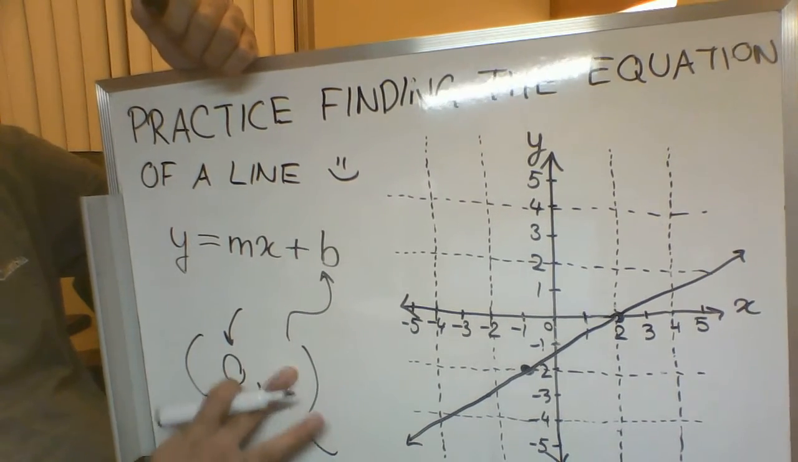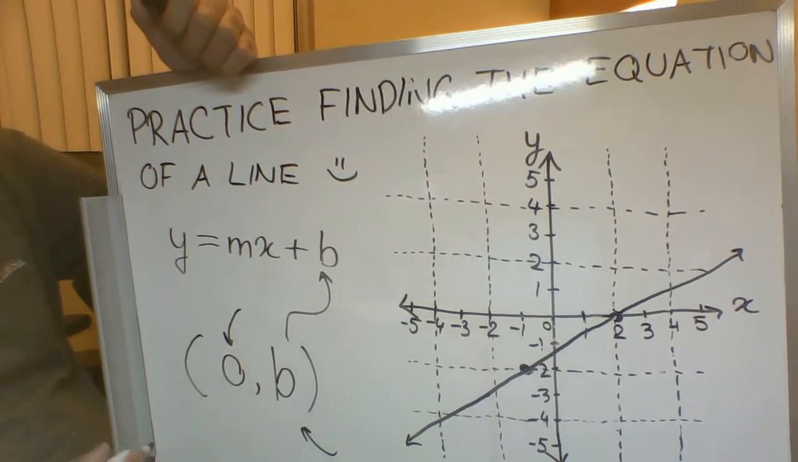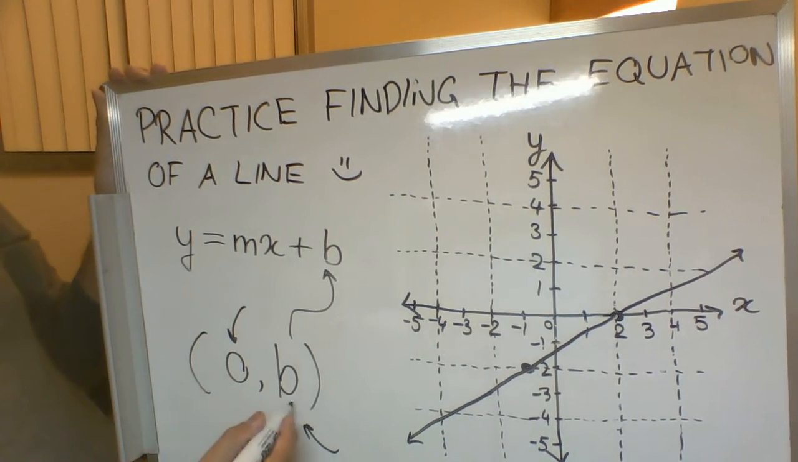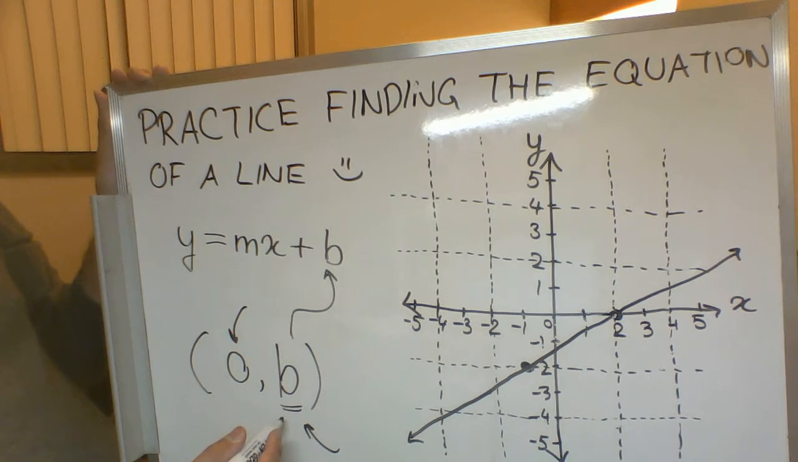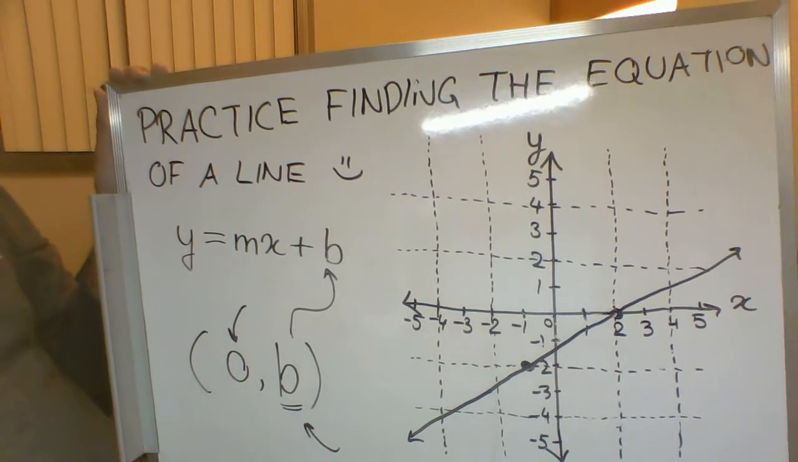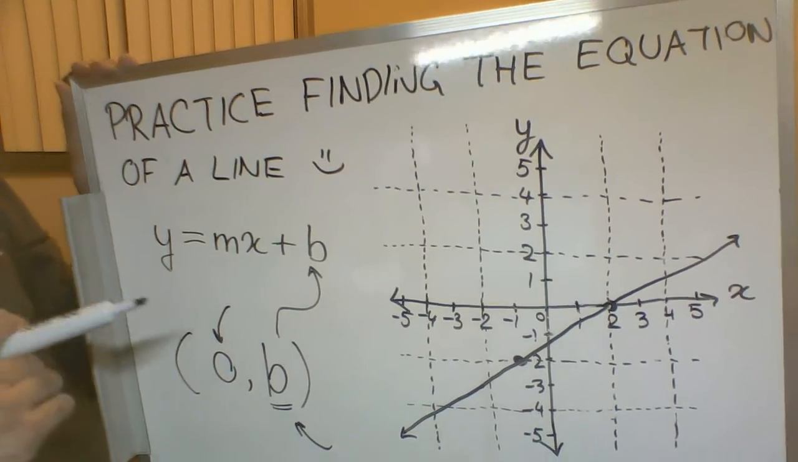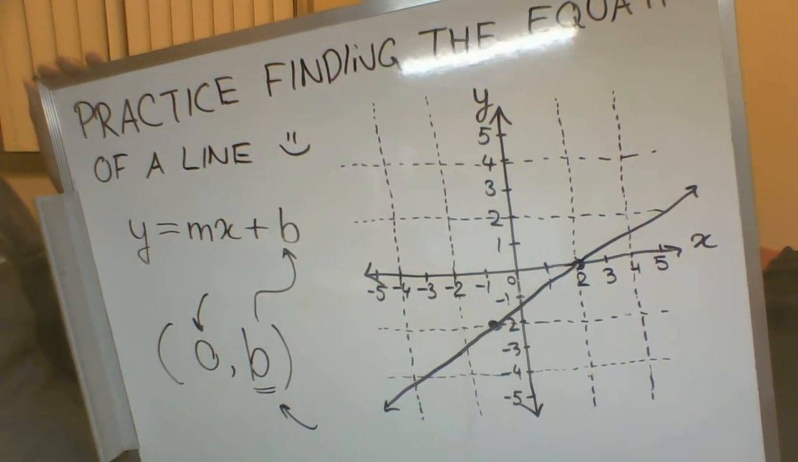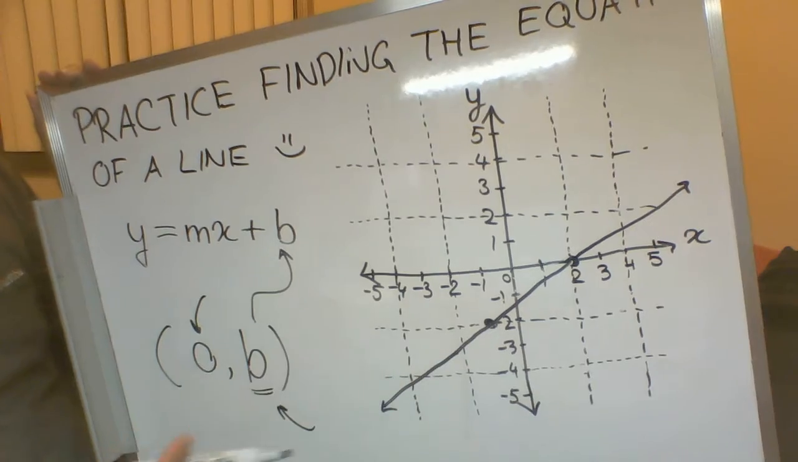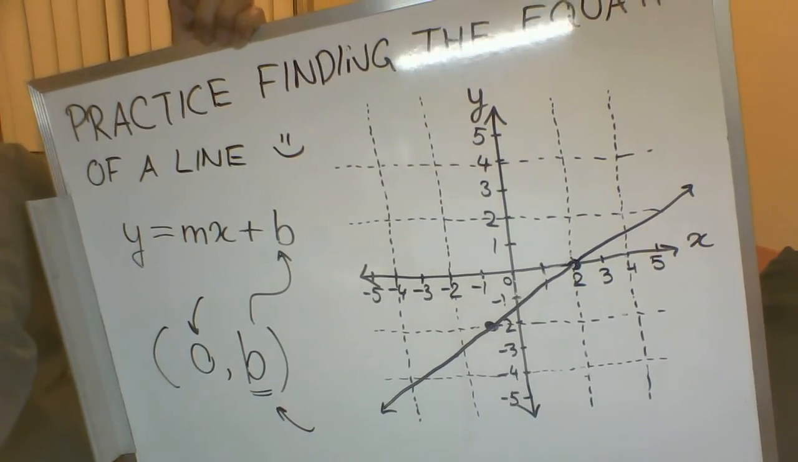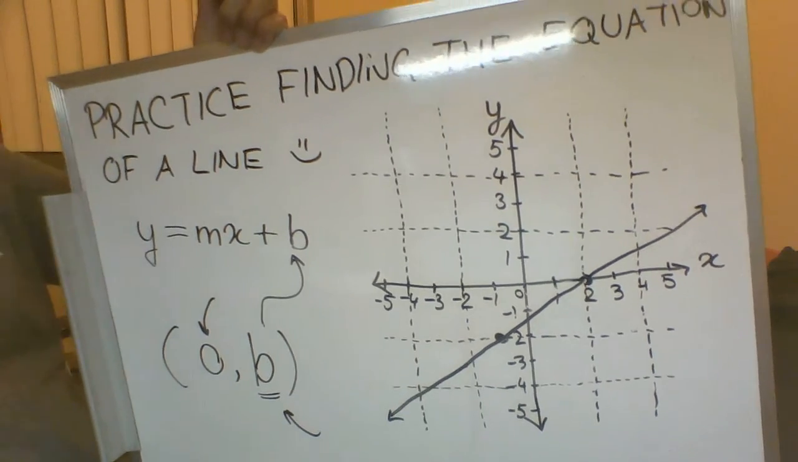That might look like a 6. I don't mean it as a 6. It's lowercase b. It's your y-intercept. So if your x-coordinate is 0, your y-intercept is the y-coordinate of that point. Problem is, in this particular question, we haven't been given a point like that. We could sort of eyeball the graph and try to wing it, but what I'm going to do is actually show you a different technique to find the y-intercept.